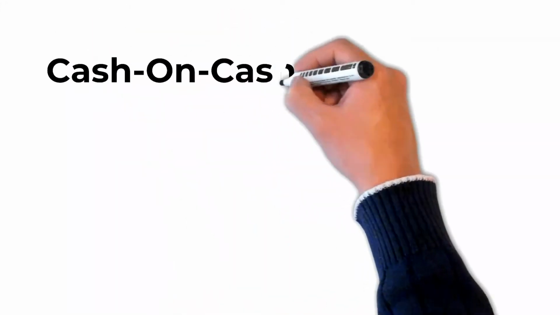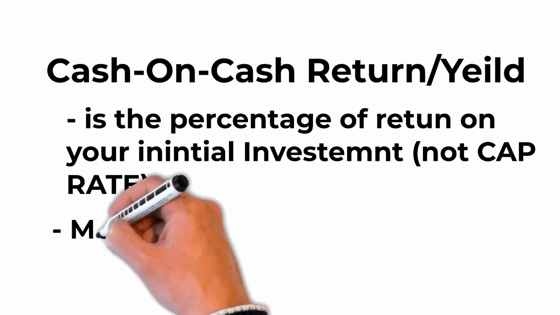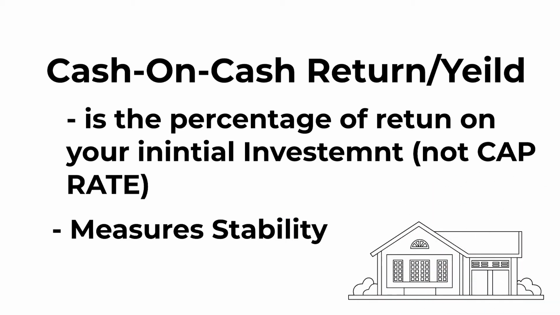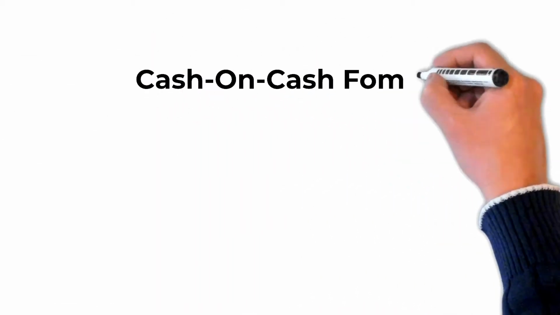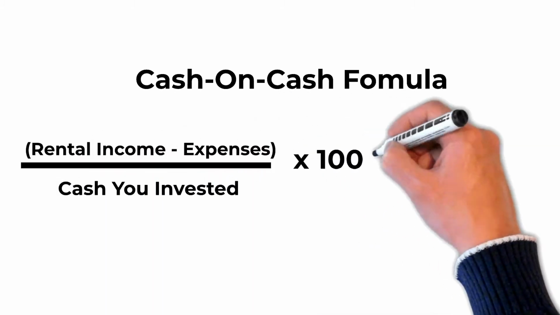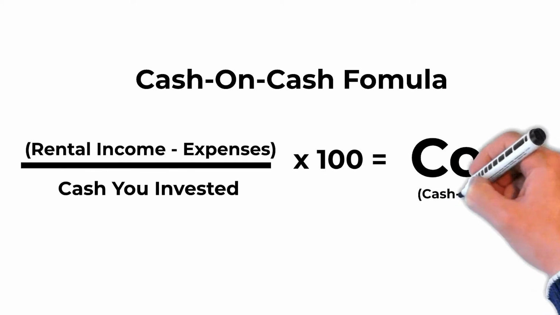The cash on cash return is actually a percentage of the return on your initial investment. It measures the stability of that particular investment. Now, the cash on cash formula is rental income minus expenses, divided by the cash you invested, times 100. This will give you your cash on cash return.